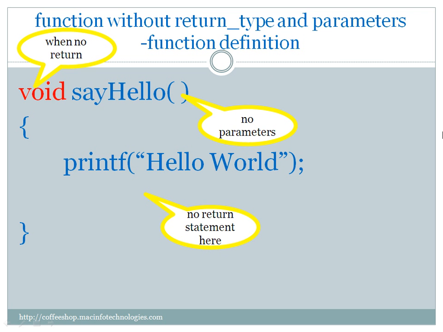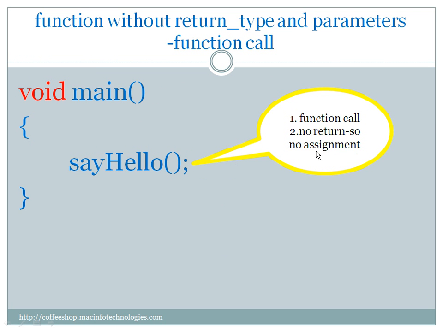So how do we call this function? You can call it from any function, or you can call it from the main function. Main is also a function. It also has a return type, and it will be called by the operating system when we run the program. Now we are calling the sayhello function inside the main function. You can see this is a function call, and it ends with a semicolon.